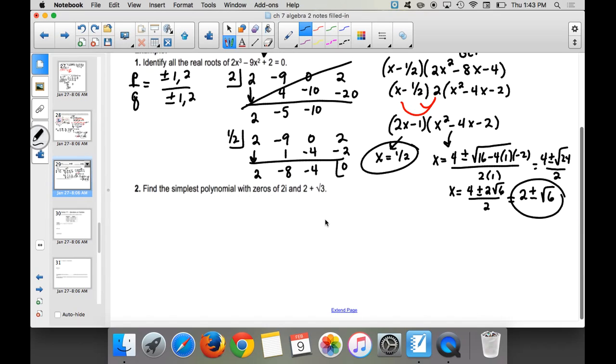This one's kind of a complicated polynomial. I'll start this one out. Maybe we won't finish it. We'll see how we're feeling.